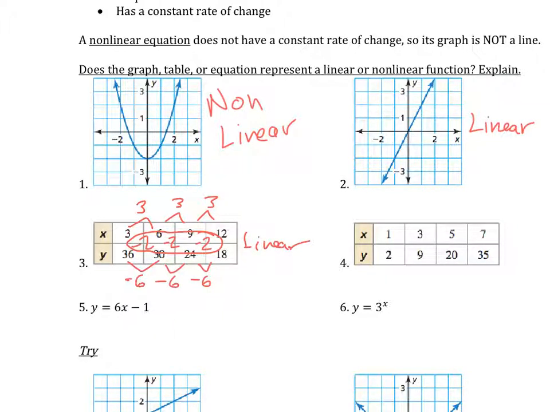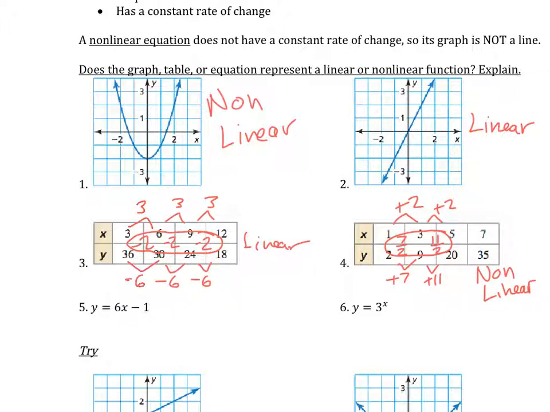Okay, let's look at number 4. So 2 to 9 is plus 7. 1 to 3 is plus 2. So remember, it's y over x, 7 over 2. Okay, let's keep going and see if it stays the same. So 9 to 20 is plus 11. 3 to 5 is plus 2. So this one would actually be 11 over 2. 7 over 2, 11 over 2, not the same. So I know this is non-linear.